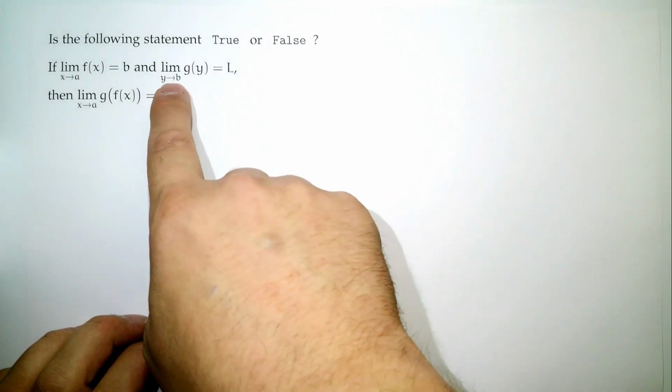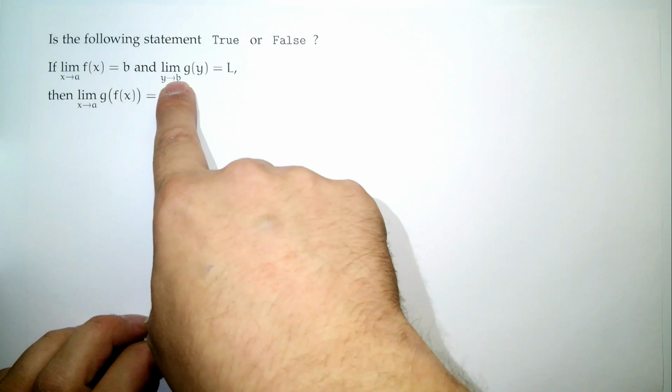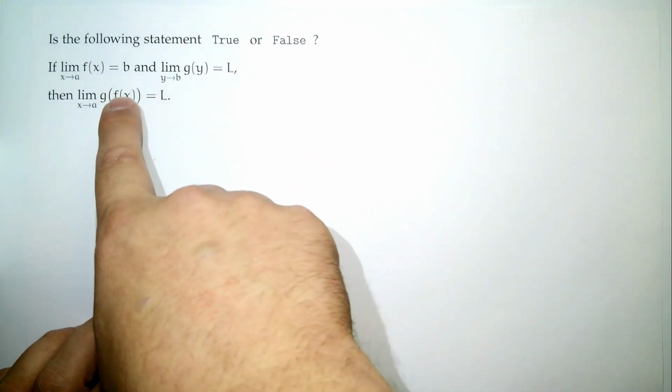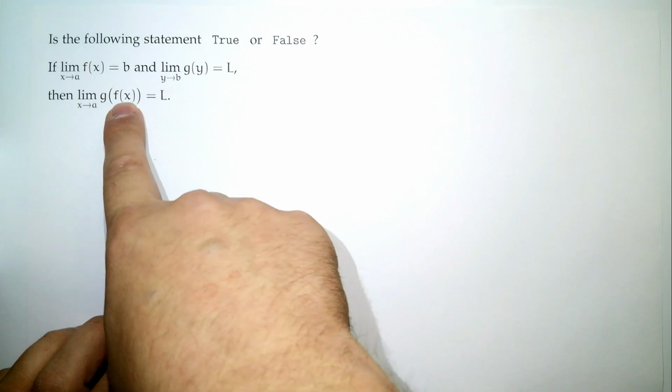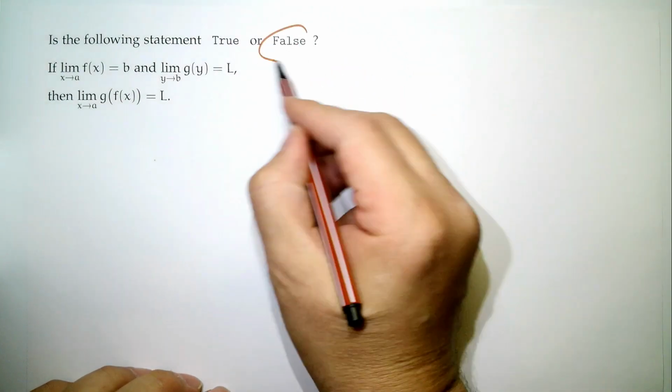And here I say, if what I'm plugging into the function g gets close to b, then it should be near L, or it goes to L. So what I'm plugging into g is getting close to b, and so it seems reasonable that the answer should be that the limit is L. All right, so the intuition tells us the limit should be L. So the answer is, of course, false.